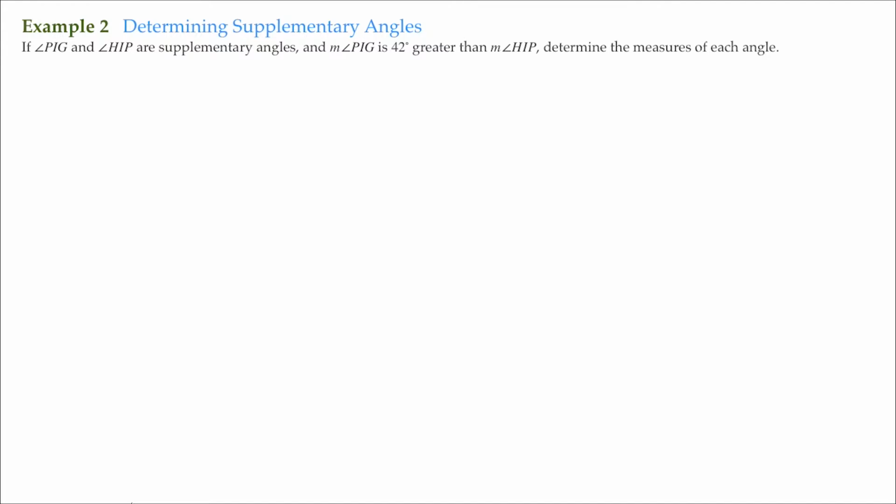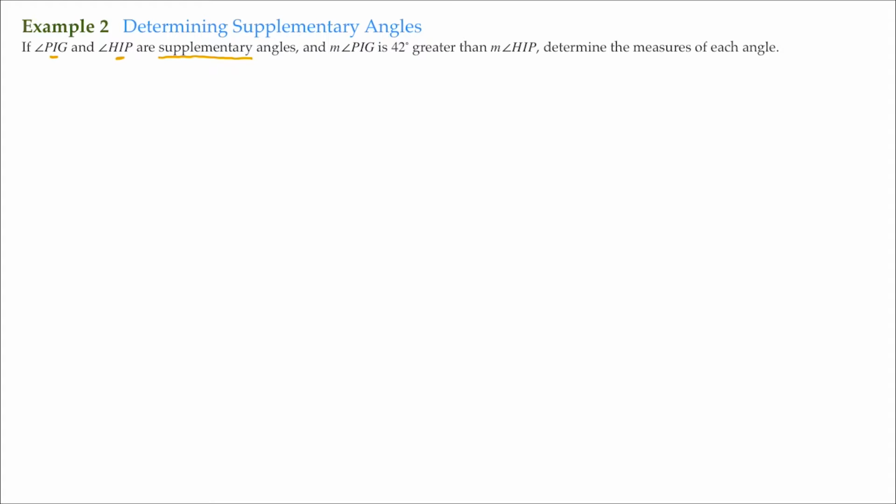In this example we have: if angle PIG and angle HIP are supplementary angles and the measure of angle PIG is 42 degrees greater than the measure of angle HIP, determine the measures of each angle. A couple of things we have to notice: these are supplementary angles, and of course what does that mean? That means when we add the measure of angle PIG to the measure of angle HIP, it's going to be 180 degrees. Another thing is they share a common vertex, which is I.